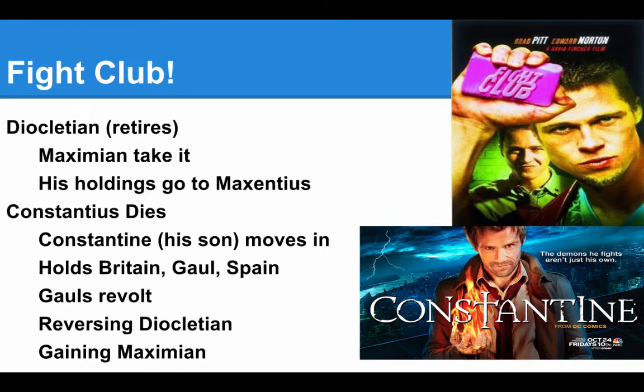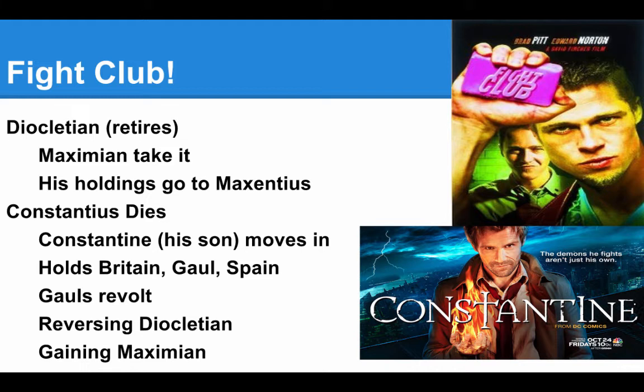Now, oddly enough, Diocletian eventually retires and becomes a gardener. I'm not even kidding, a gardener. So he's tending plants and growing fruit or something. But as a result, Maximian will then move into the east and take the title of Augustus over there. Maximian will then pass his land down to his son Maxentius. Now, after that, it gets a little complicated. And I have up here Fight Club because after Diocletian dies, it is going to become a fight club, because the fact of the matter is eventually a bunch of different guys all want to be in charge.